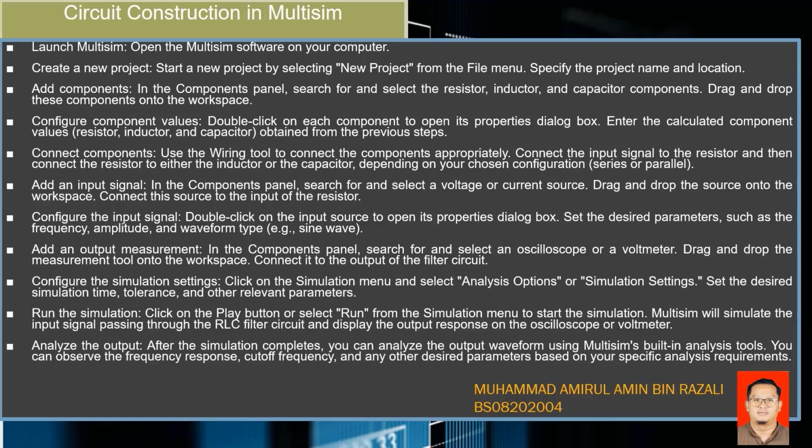We configure the input signal by double-clicking on the source, setting parameters like frequency, amplitude, and waveform. To measure the output of our filter, we add an oscilloscope or voltmeter from the components panel. Drag and drop the measurement instrument onto our workspace and connect it to the output of the filter circuit. This allows us to observe and analyze the output. Before we run the simulation, it's important to configure the simulation settings. Click on the Simulate menu and select the analysis option or simulation settings. Here we can set the desired simulation time, tolerance, and other relevant parameters.